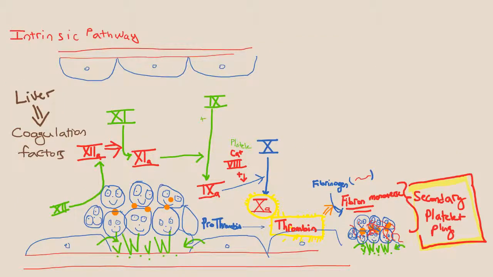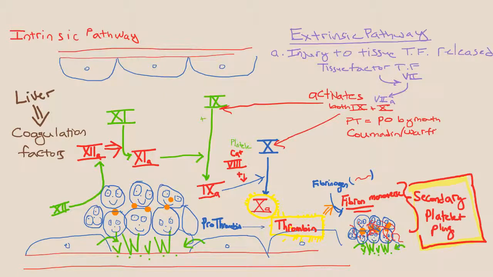So let's quickly review the extrinsic pathway. The extrinsic pathway is initiated with tissue injury. Tissue factor is released. Tissue factor activates factor 7. Factor 7 also activates 9 and 10. When we want to look at the extrinsic pathway, we look at the PT. Joe likens the PT to PO, anything you could take by mouth: Coumadin, warfarin. Don't get confused, aspirin is not part of that.